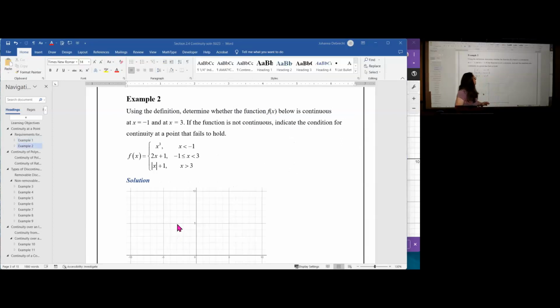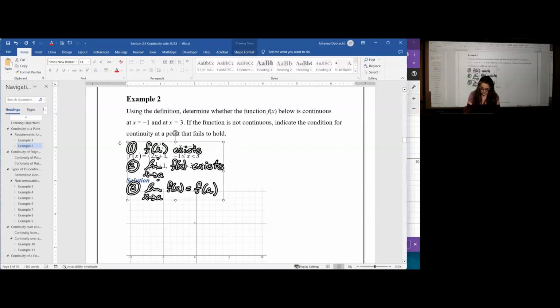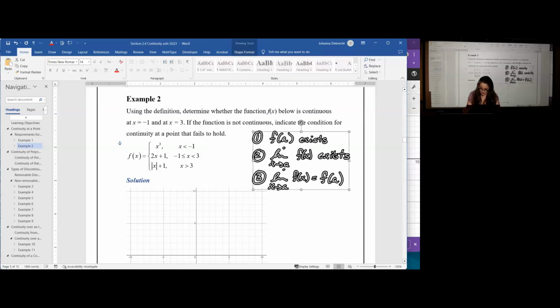In example 2, we have yet another piecewise defined function. This one does not consist of all lines. We have a cubic as piece 1. We want to know if it's continuous at both -1 and at 3. In order for that to happen, we have to meet our 3 conditions. So let's go ahead and add our conditions in. I think I copied them. I did. Let's move them over here.